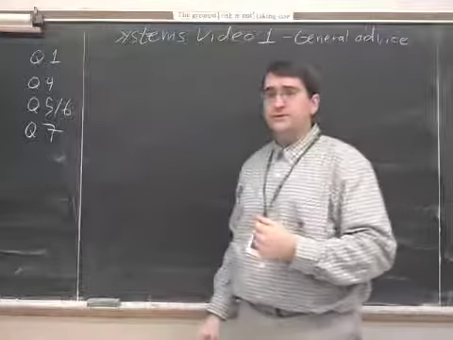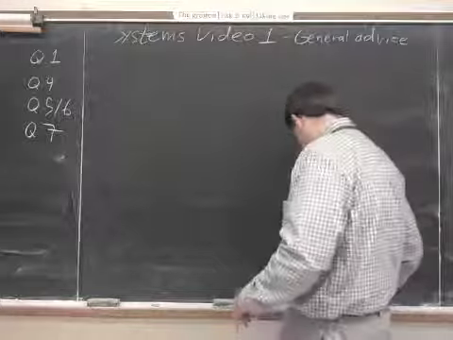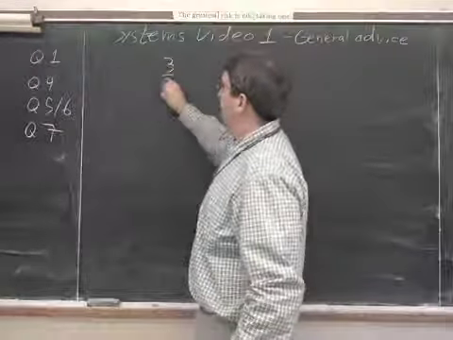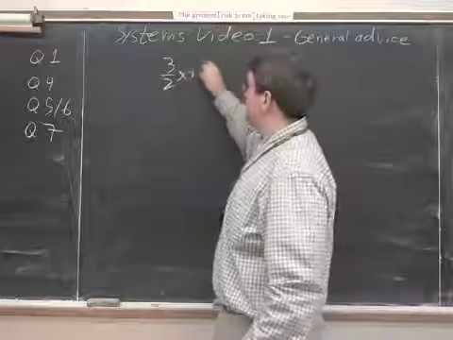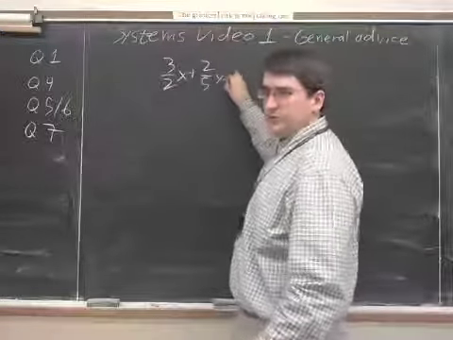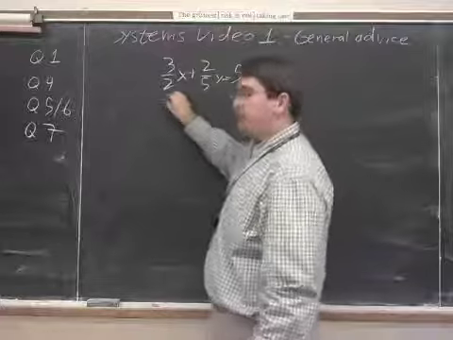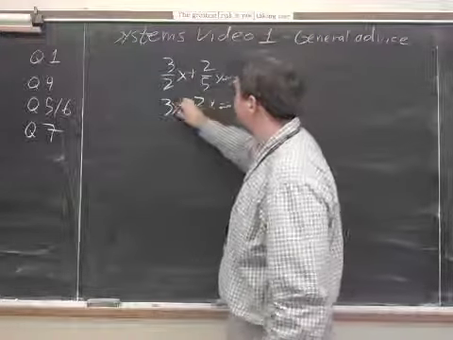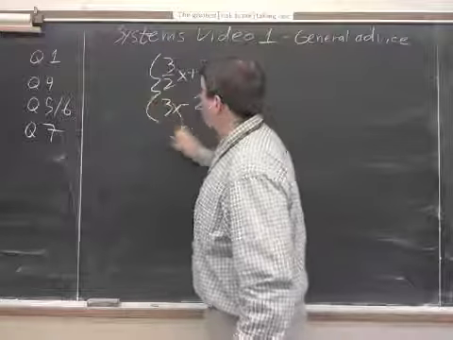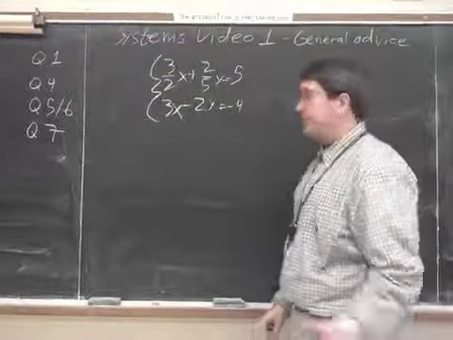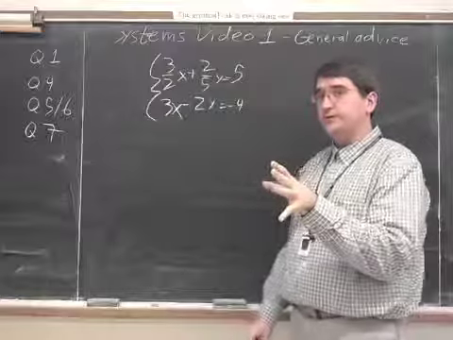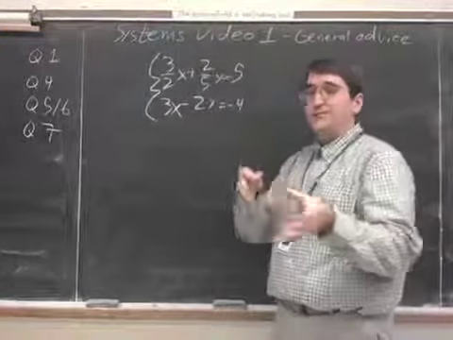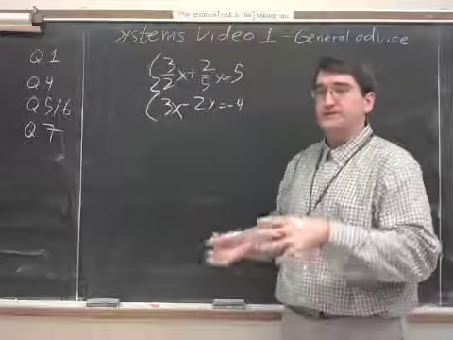But I'm going to start with setting up the first question. Question 1, which is 3/2 x plus 2/5 y equals 5, and then 3x minus 2y equals -4. This is the same exact question that you had as the first question there. We're not going to solve this all the way through, I just want to give you a piece of advice. Obviously there are fractions here. A few of the problems on your homework will have fractions or decimals.